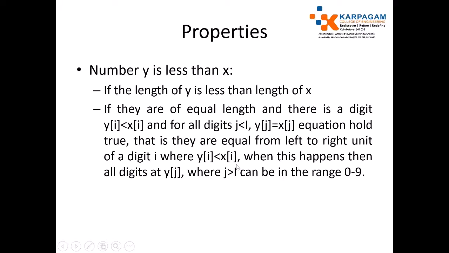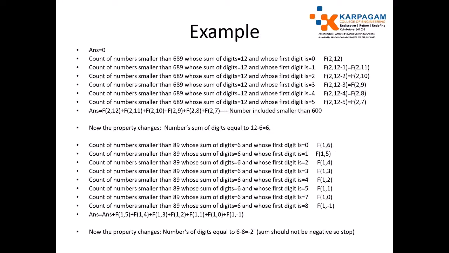When this happens, all digits y of j where j is greater than i can be in the range 0 to 9. For example, if y and x have equal length, some digits may be of equal values, so we take any one of the digits and iterate over 0 to 9. If you understand this property, you can easily solve this problem. We need to check the condition while solving it.